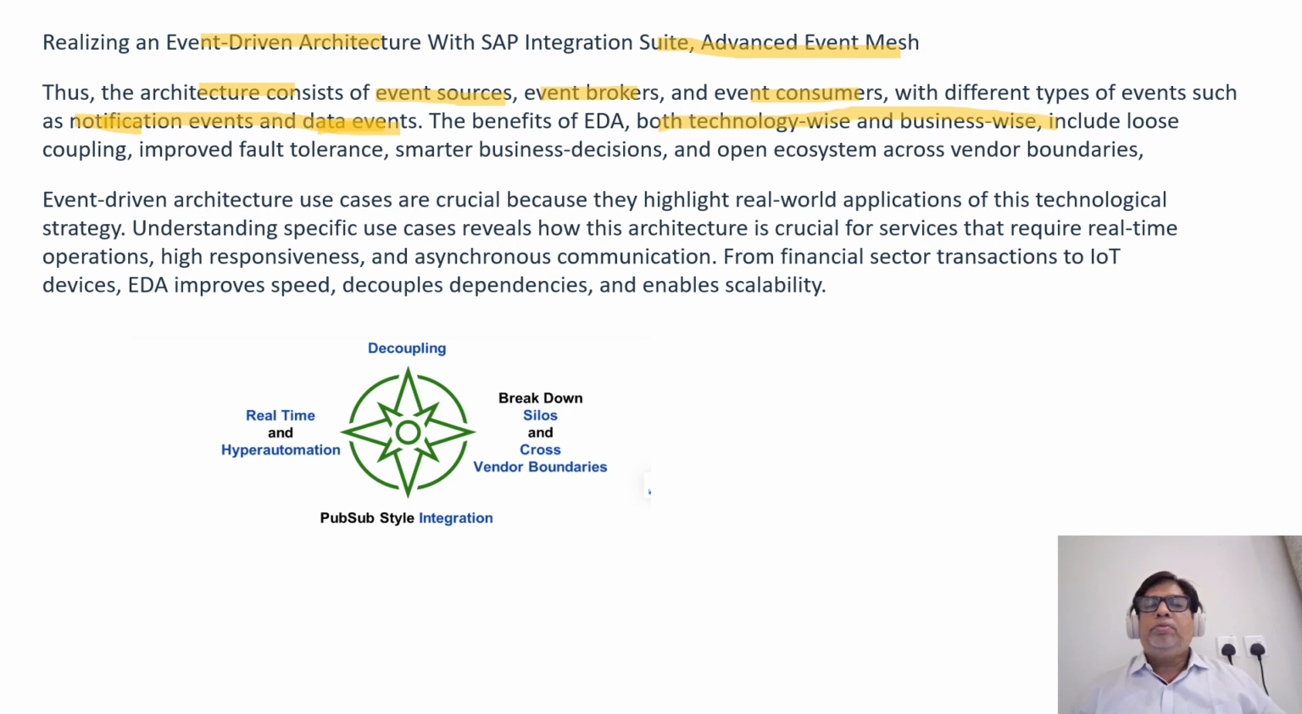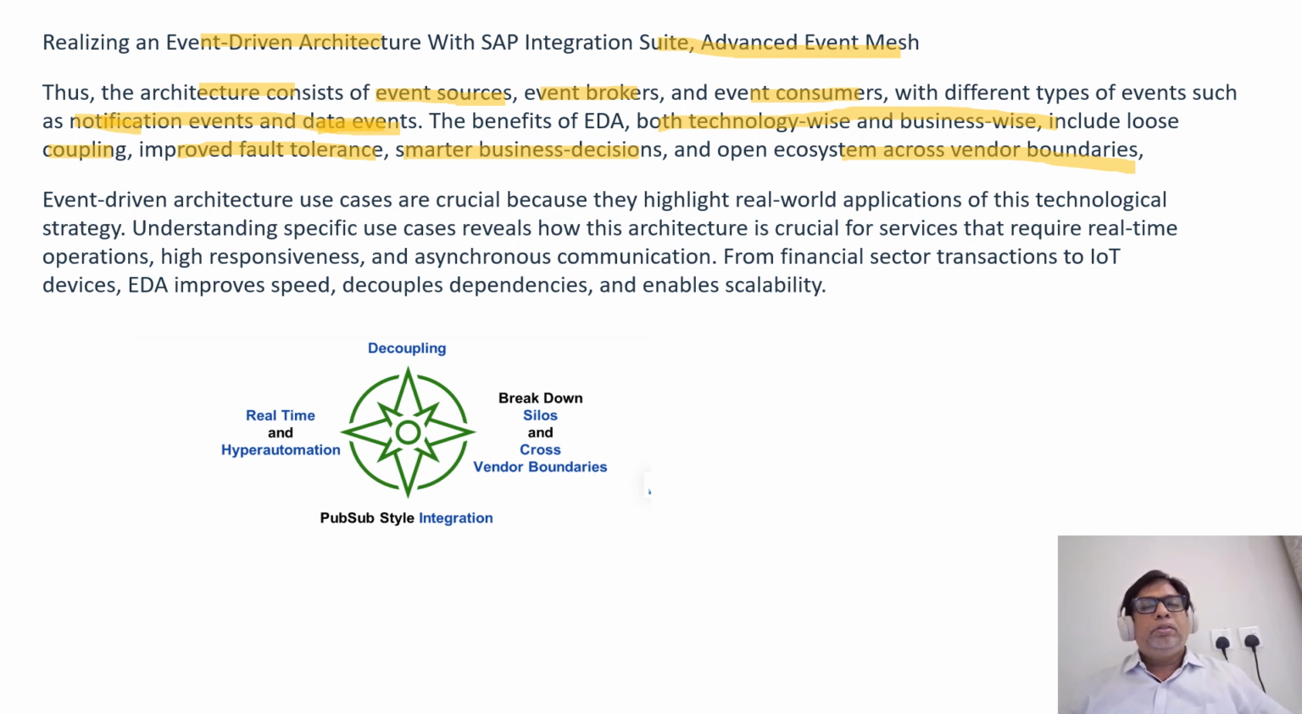We discussed these two types of events, notification and data, and the benefits of EDA. It will be business-wise. They have the advantages of decoupling and improved fault tolerance also. The fault tolerance advantage is that smart business decisions can be taken. Open ecosystem across vendor boundaries: whatever the system type, third party or SAP, we are able to make an ecosystem between the different types of systems.